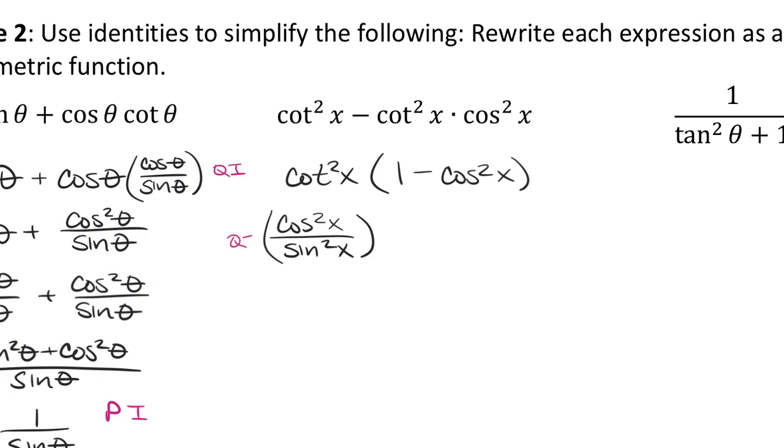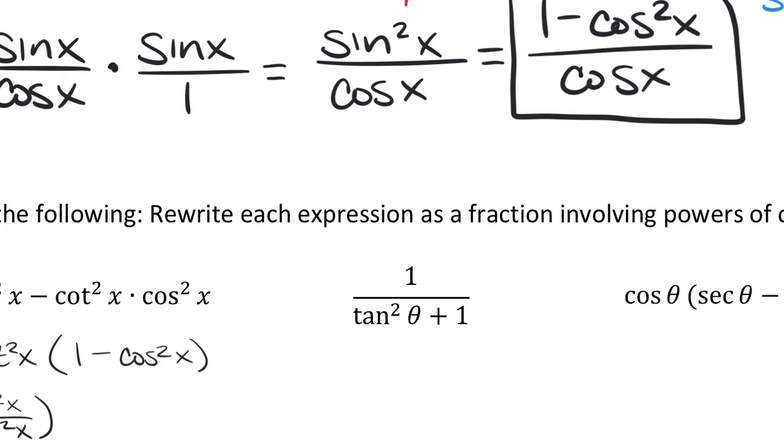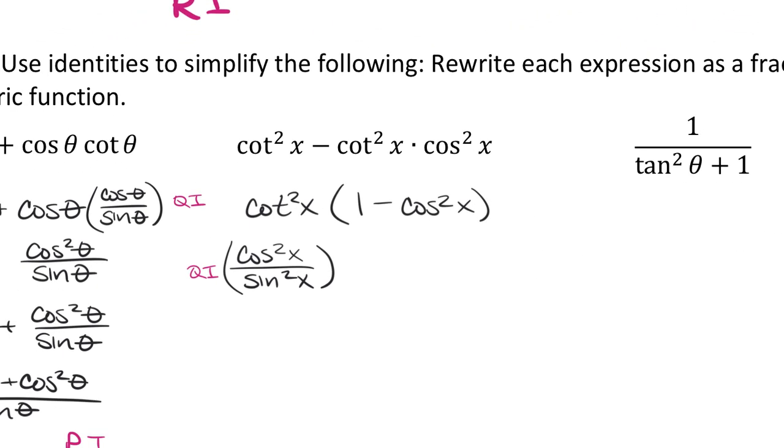I also could change 1 minus cosine squared of x. What did we change that to in this problem? Sine squared of theta. If we solve the Pythagorean identity, 1 minus cosine squared of theta is just sine squared, this time of x. So that's the Pythagorean identity.